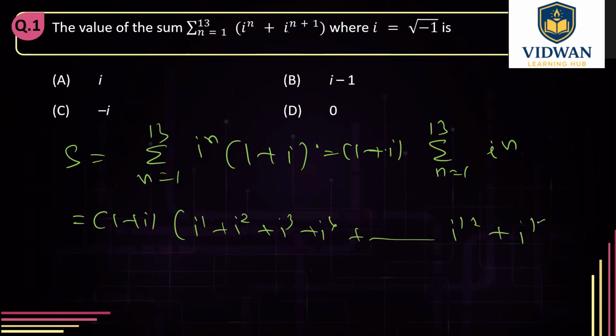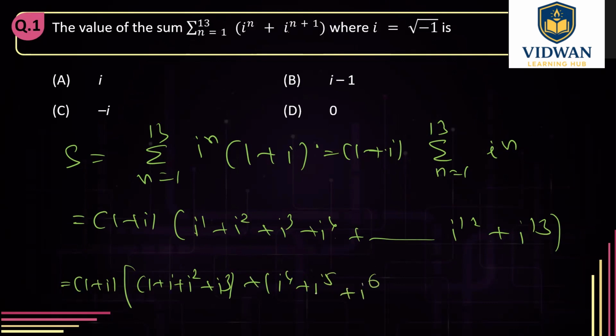We have a property that whenever you add 4 consecutive powers of i, the sum is always 0. So from 1 to 4 it will be 0, from 5 to 8 it will be 0. So I'll write 1 plus i into, if I write this i, i square, i cube as one group, then i power 4, i power 5, i power 6. This is starting from i power 1, i power 2, i power 3, i power 4. So let me write here.